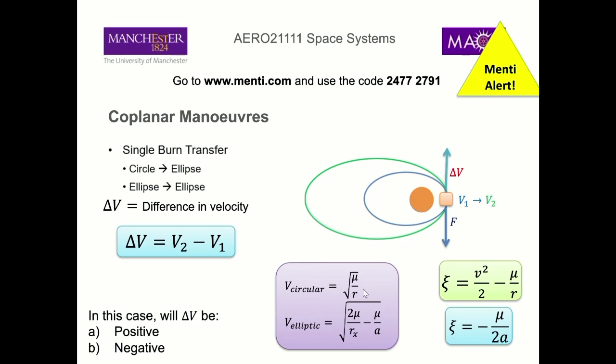You've done all this before. And then to work out the velocity on our elliptical orbit, we're working out what's the velocity on that elliptical orbit at the point, at the radius point, where we've applied that thrust. So at this point here, what is your velocity? And your delta V is the difference between those two.